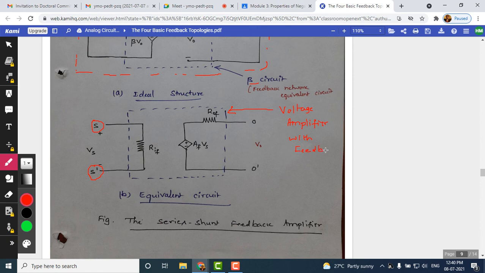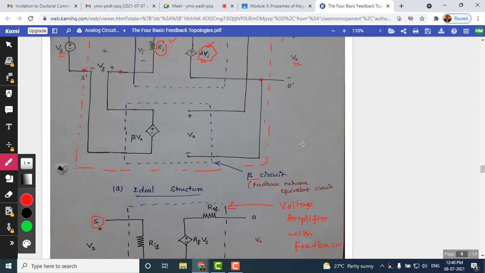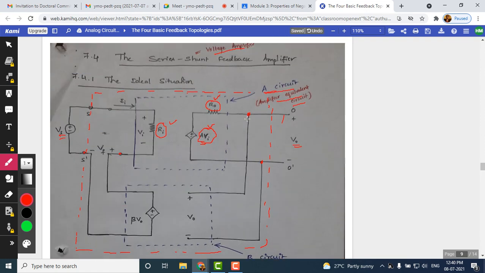Okay, I hope it is clear to you. So here you can see this is a voltage amplifier without feedback. The A circuit is nothing but what we have shown here. Within this, I will show with a different color.